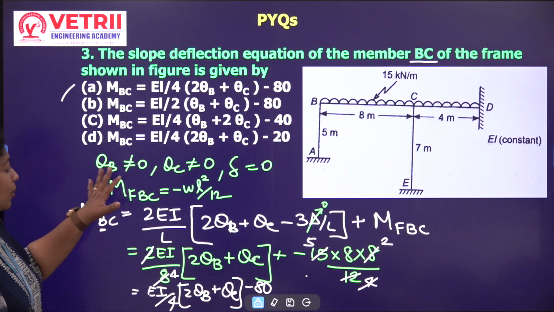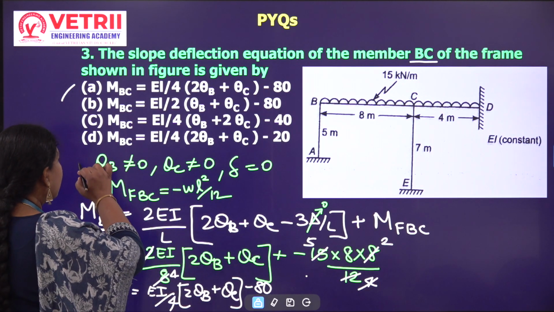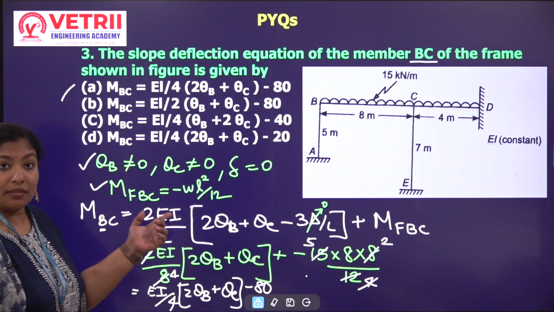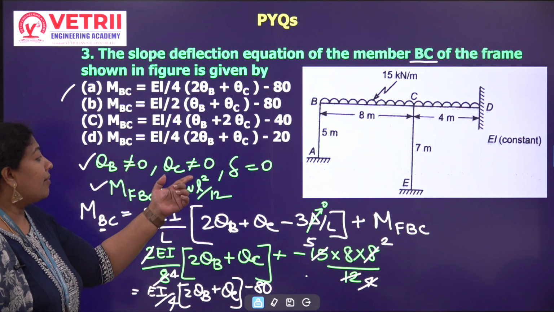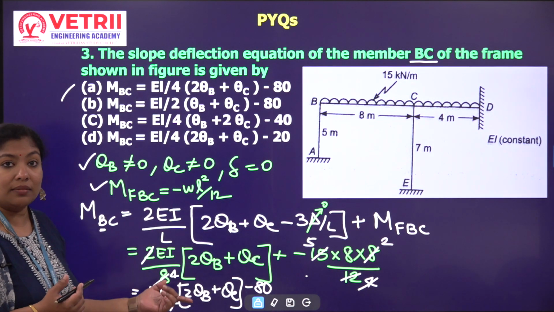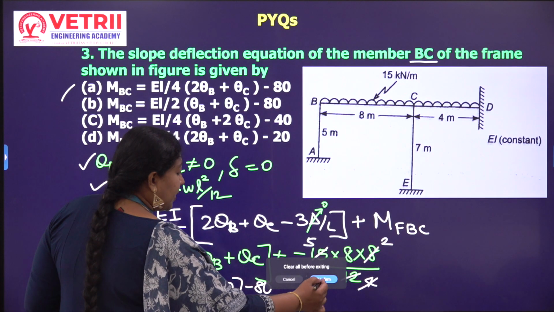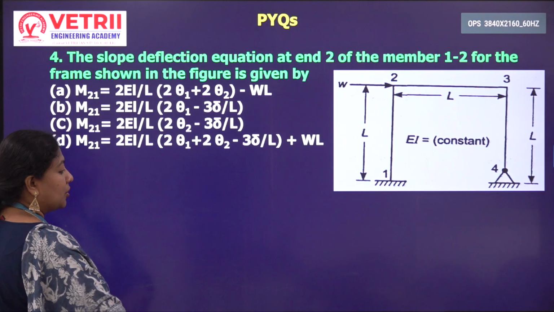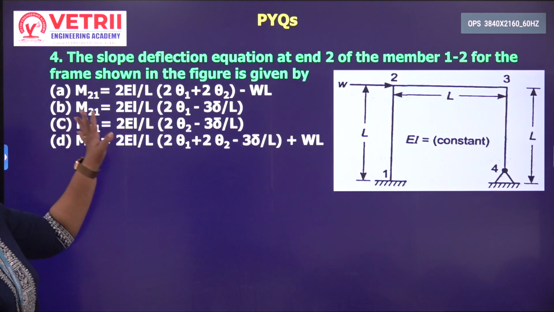Correct? So in writing the slope deflection equation, what are the details from the question? From the supports, I will get the delta and theta values, and the fixed end moment from the direct formula. Okay, now moving on to the next question. So A is the option. Now the next question is similar to the previous one.